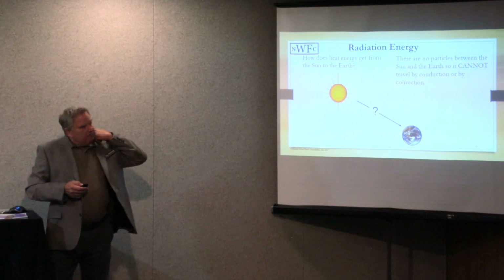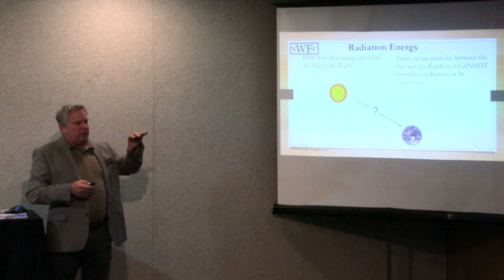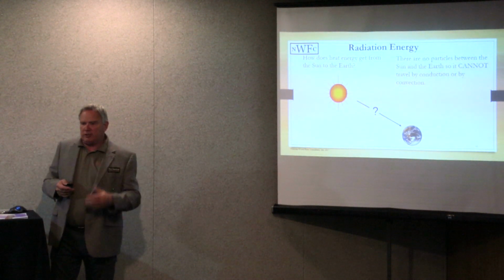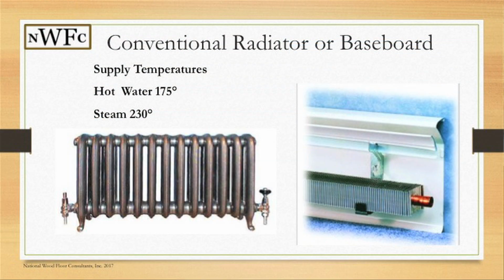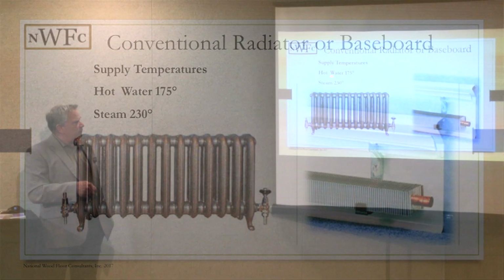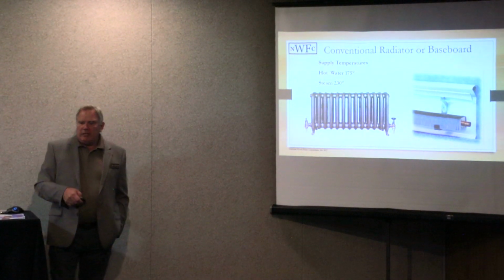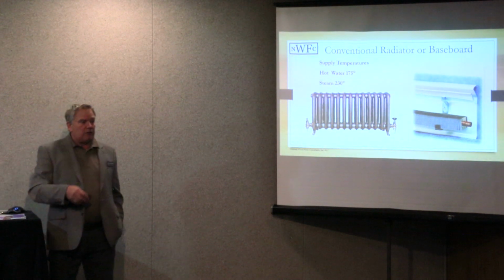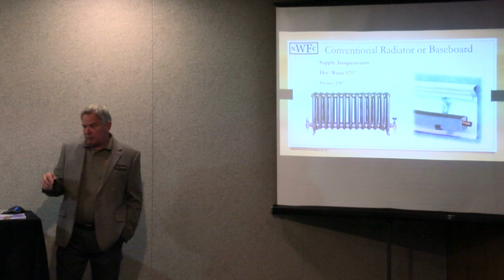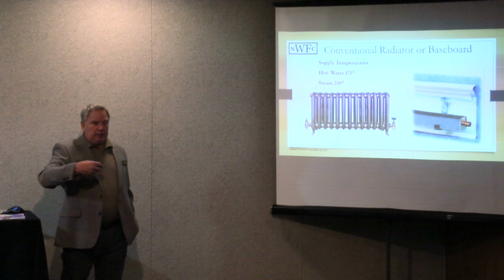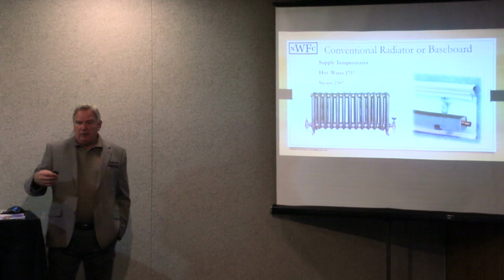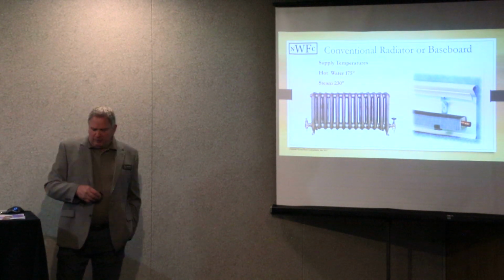And this is where it's important for us to understand the different types of systems we're dealing with. A lot of the older buildings you get into have the old radiators or baseboard heat. They end up with a supply temperature of 175 degrees, or even steam at 230 on a steam radiator. They're still considered a radiant heat application. For us, we're looking at in-floor heat.